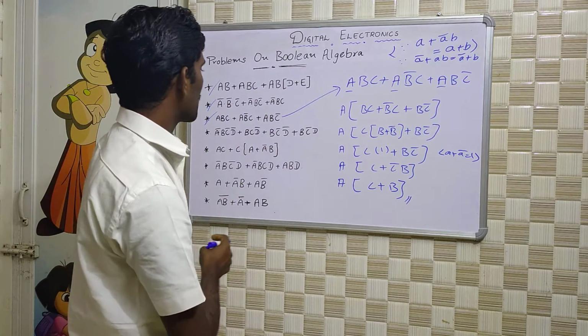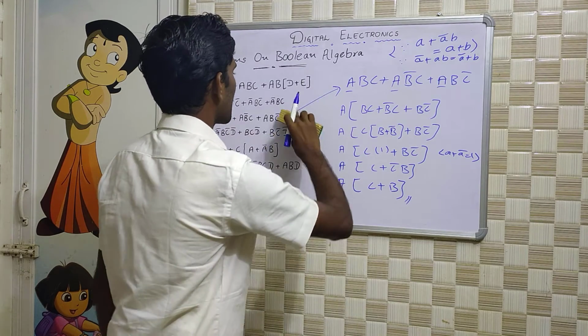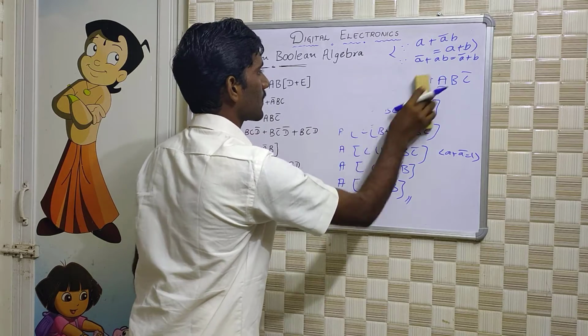So that was A B C plus A B bar C plus A B C bar. We will see the next problem.